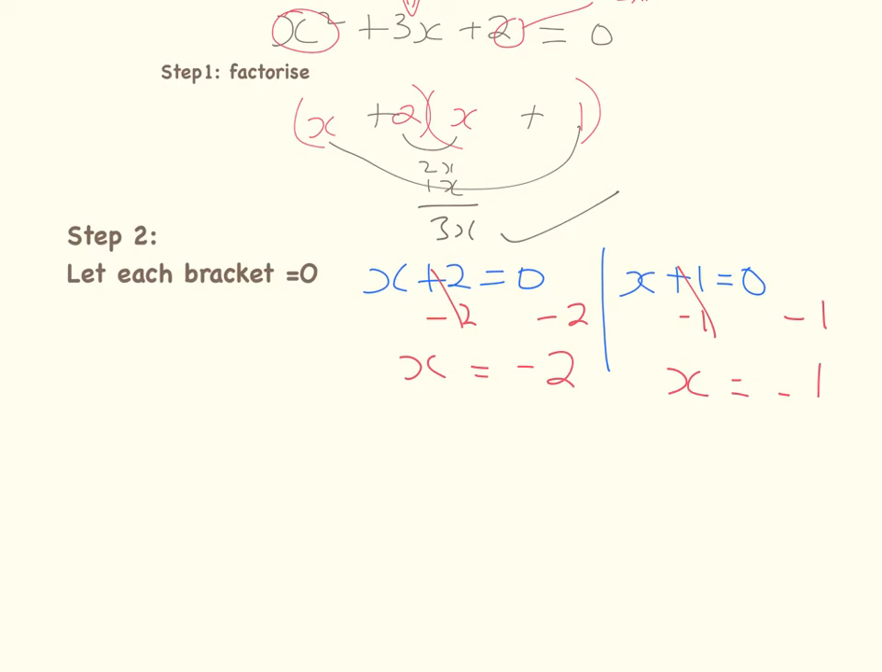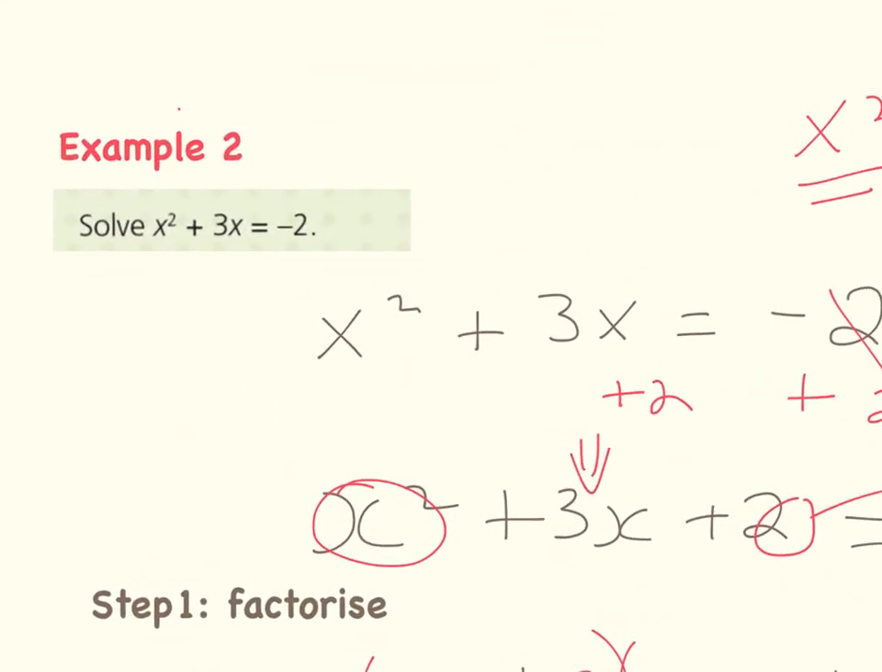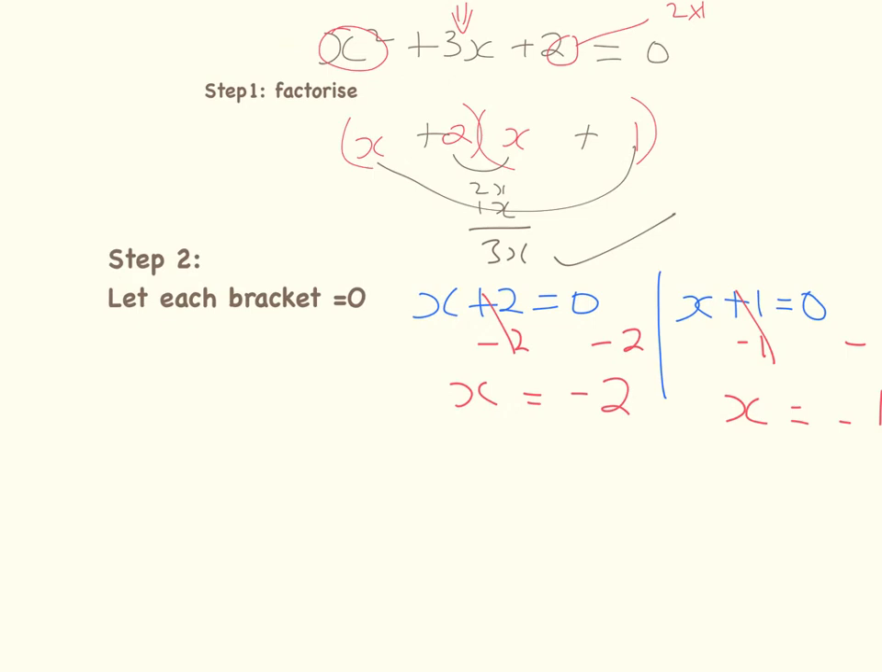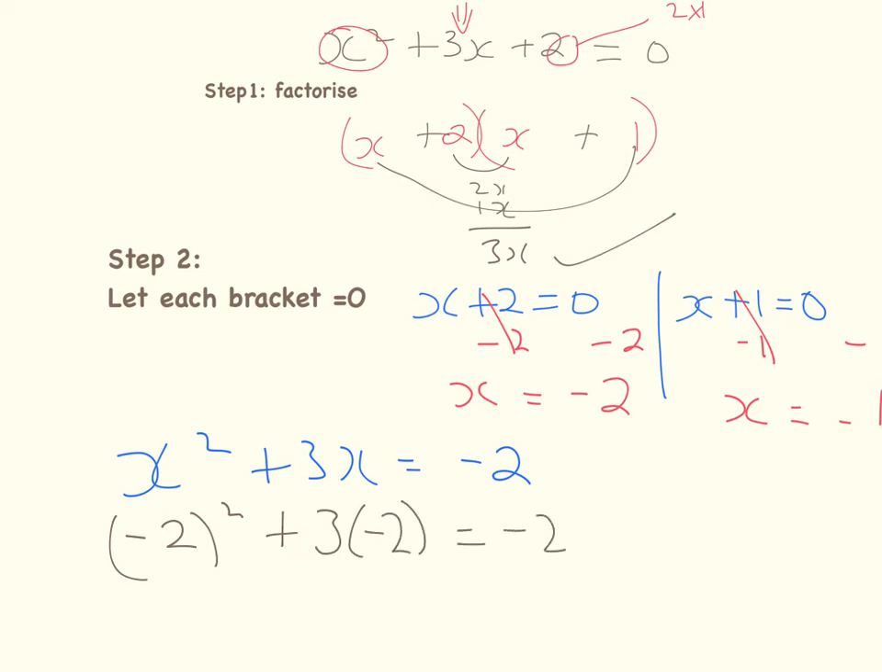If the question asks you to check your answers, you go back and you say, right, well, if x is minus 2, and I substitute it into this, will I get minus 2 here? So let's check and see. The original equation was x squared plus 3x equals minus 2. If x is minus 2, this will work, which means it'll be minus 2 to be squared plus 3 times minus 2 equals minus 2. Minus 2 to be squared: minus by minus gives me a plus, and 2 2's are 4. Minus 6 equals minus 2, and that is correct.